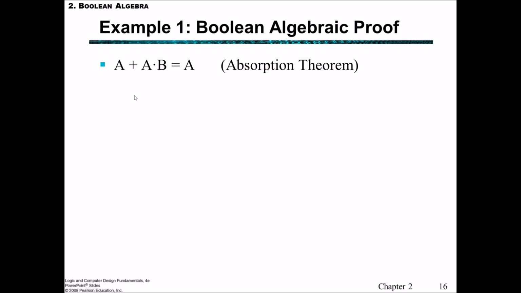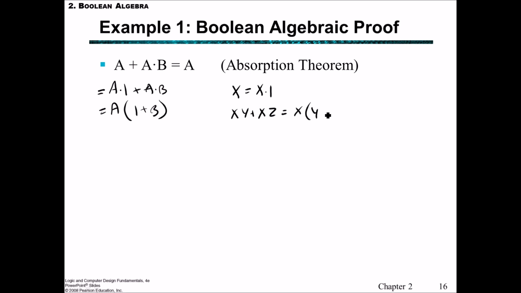So let's do another example. This one's an algebraic proof of the absorption theorem. We want to prove that A or A and B is the same as A. So we can call A here A and 1, since X is the same as X and 1. This is the same as xy or xz equals x outside of y or z, distributive, and then a equals 1 since x or 1 equals 1, which equals a since x and 1 equals x.